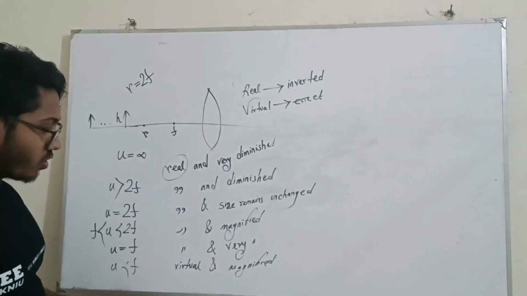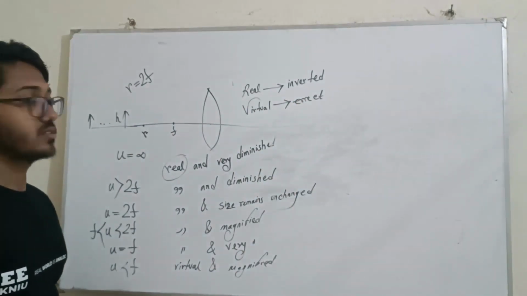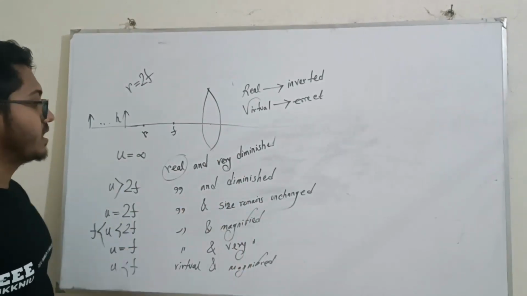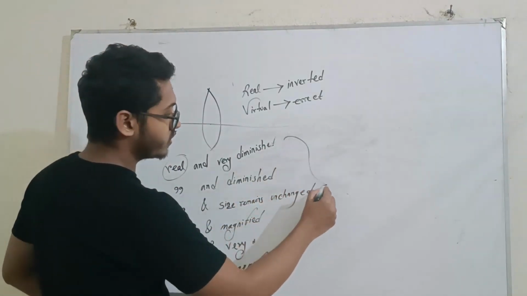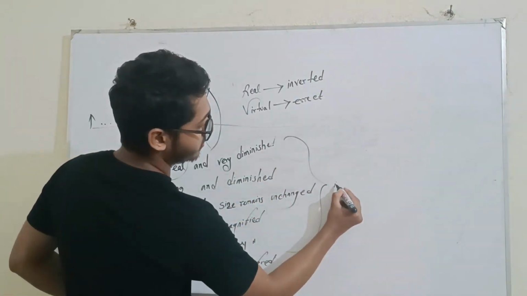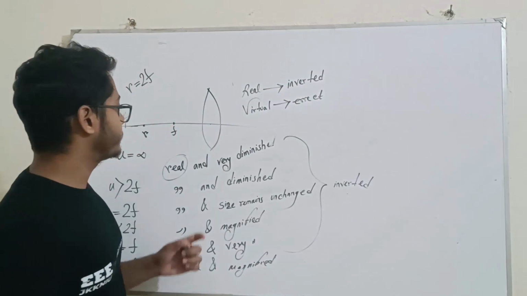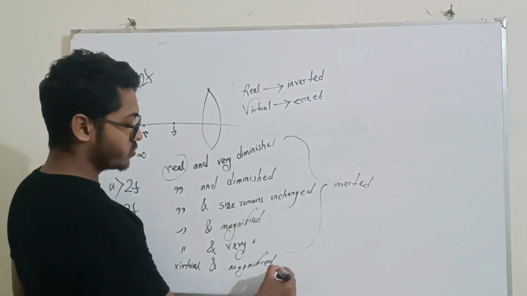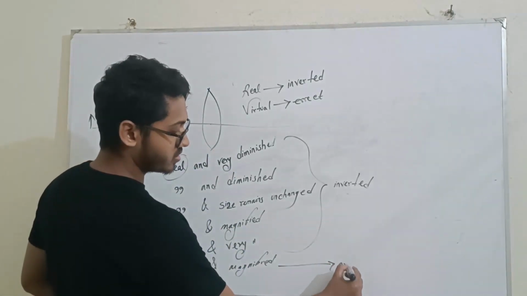So we can say in a convex lens, other than the possibility that the object is after the focal point, the image will always be inverted. Only if the object is after the focus or focal point, the image will be erect.